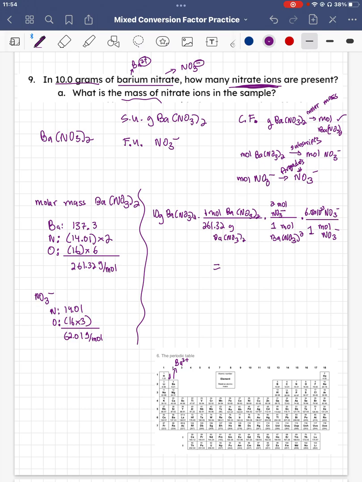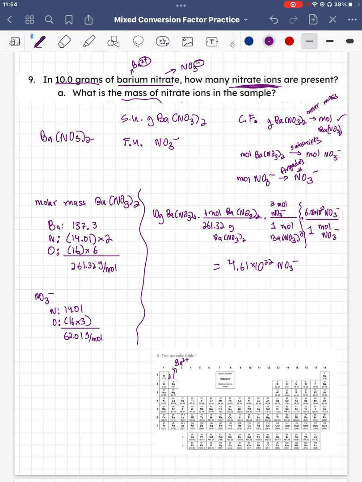All right, and now I'm just going to put this into my calculator. 10 times 1 divided by 261.32 times 2 times 6.02 e to the 23rd. And I get 4.61 times 10 to the 22 individual NO3 minus ions. All right, I then need to find the mass of those. So I'm actually just going to stop my dimensional analysis here to find moles.